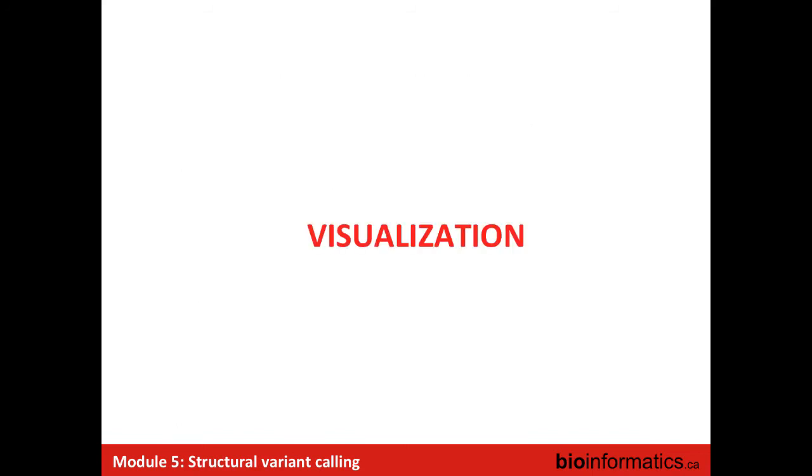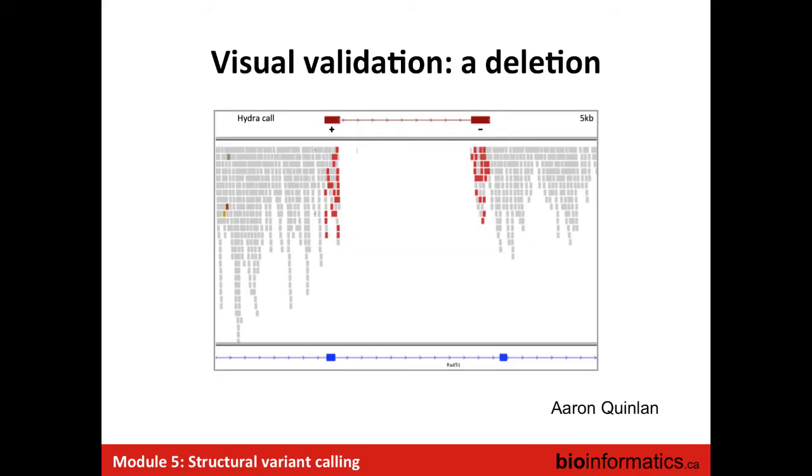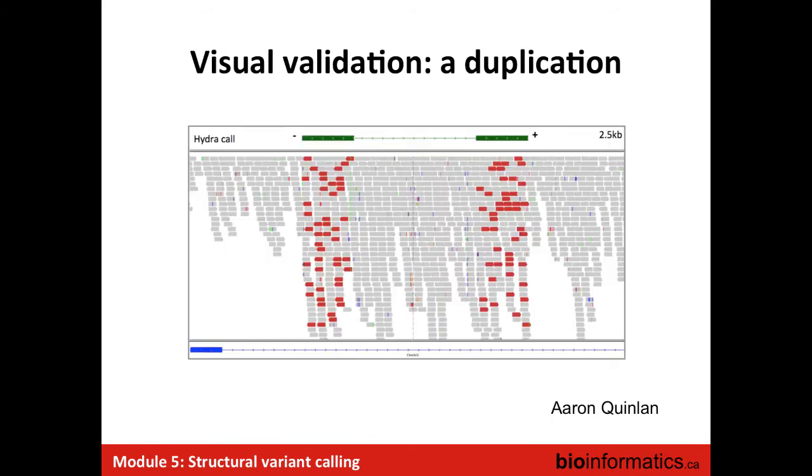Now, in terms of what you could expect to see in IGV. So this is the type of deletion. We saw one yesterday. This is what we saw in terms of duplication. So it's a tandem duplication, as we saw the reads are inverted and with large insert size and excess of coverage.